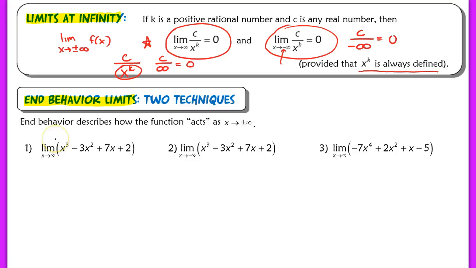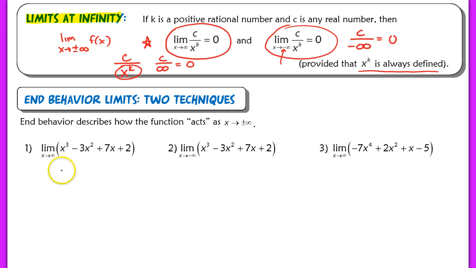Okay, so let's try to tackle problem number 1 now. In problem 1, we're asked to find the limit as x approaches infinity of this polynomial function. Now the first technique in evaluating this limit at infinity is going to be to use an algebraic technique that relies on that theorem that we just talked about. So the first thing you do is you look for the highest degree of this polynomial. So we have the term x cubed that has the highest degree. You are going to factor out an x cubed from each of the other terms in that polynomial function.